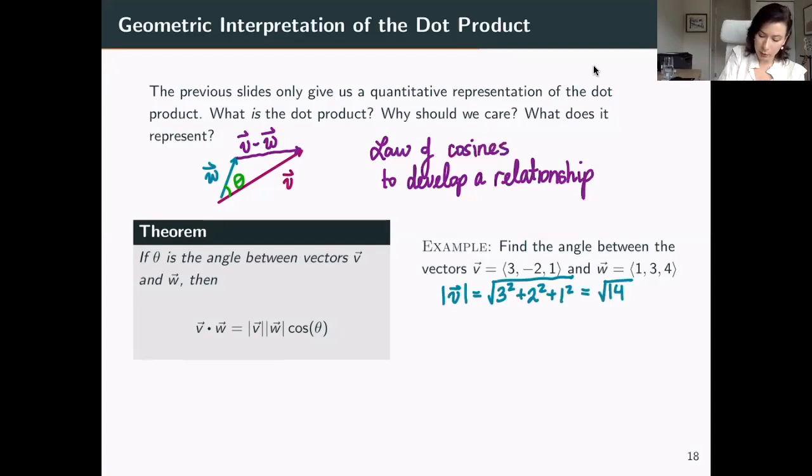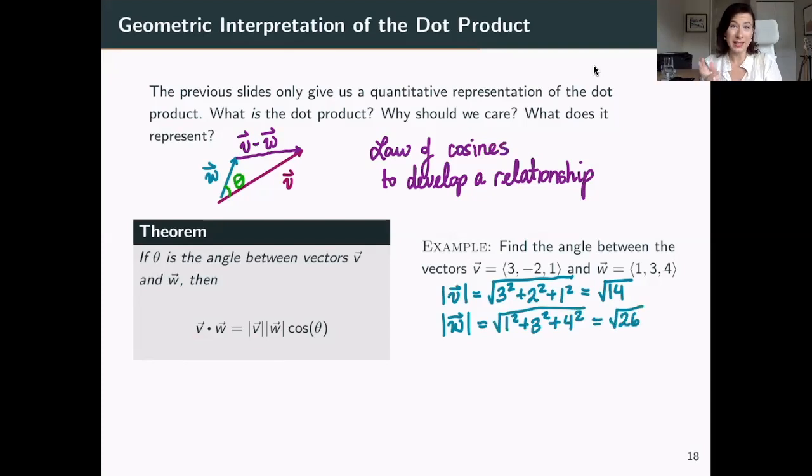Similarly, we compute the magnitude of the vector w, which is going to be equal to the square root of 1 squared plus 3 squared plus 4 squared. Simplifying gives me the square root of 26. I'm not going to go ahead and simplify these radicals. We can just leave them as the square root of 14 and the square root of 26.